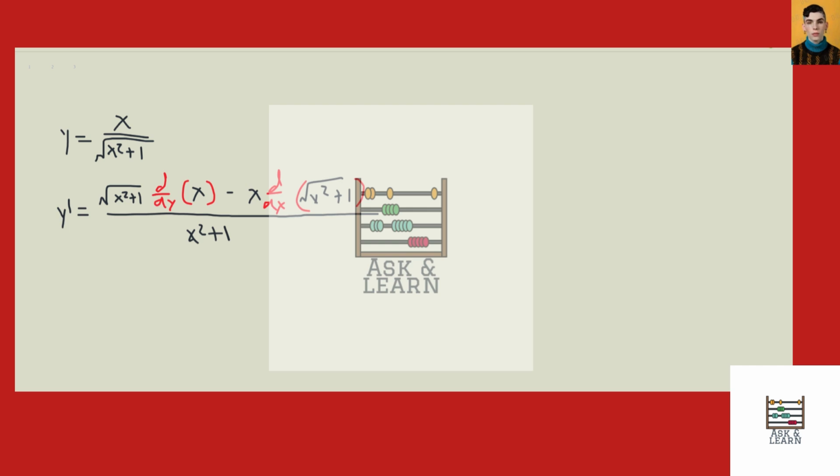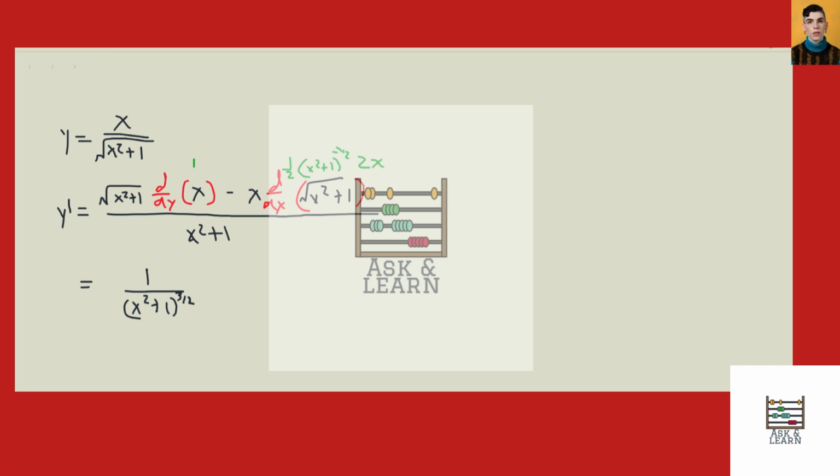All right. And so now the derivative of x is just going to be 1. The derivative of square root of x squared plus 1, well, we'll need to use power rule and chain rule. So first for the power rule, we'll get 1/2 x squared plus 1 to the negative 1/2 power, and then the derivative on the inside is going to be 2x. Now, just to save some time, I did this algebra earlier, and this should give us 1 over x squared plus 1 to the 3/2 power.